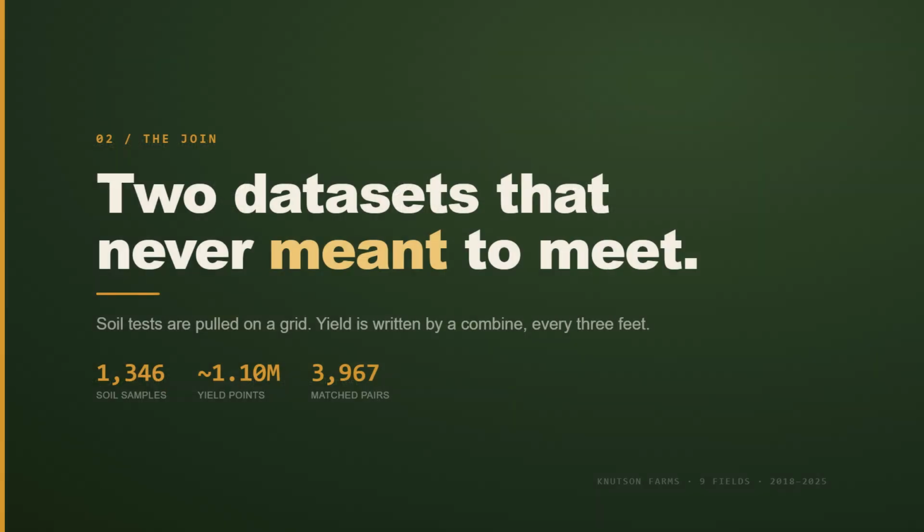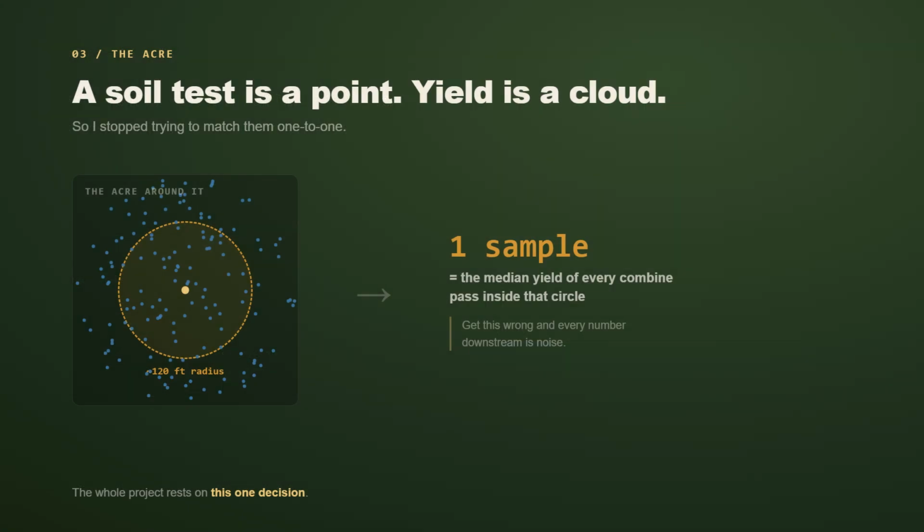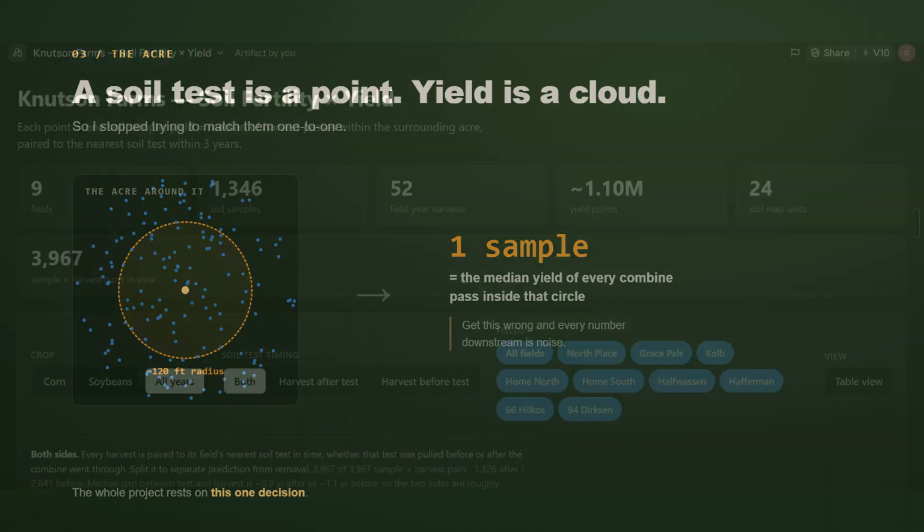Part of the issue putting these things together is that the soil sample is a point, and the yield map is actually just like a big grid. It's more like a cloud of yield. And so what I did to match these correctly is I pulled the acre around each soil sample as my reference. That's about 120 feet radius or so. And this decision is what the entire project rests on. I had to make sure to get that right, otherwise everything else would be noise.